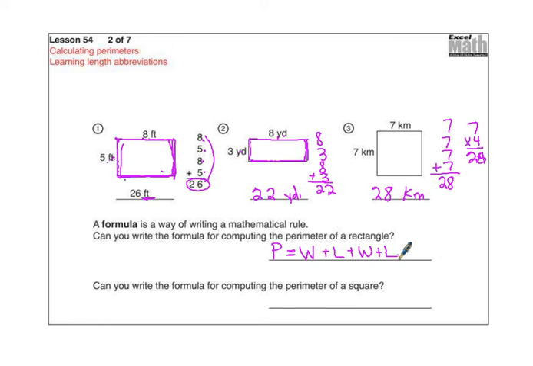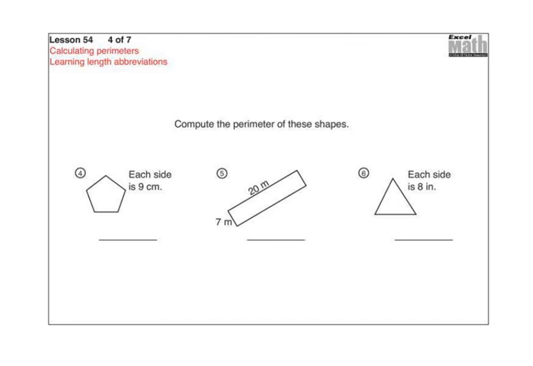Can you write the formula for computing the perimeter of a square? Well, for this one, you can take one side and simply multiply it times 4. So the perimeter, I'm going to draw a little picture of a square, is equal to one side times 4, right? Take a side, multiply it by 4. That gives you the perimeter of a square. Those are called formulas. Compute the perimeter of these shapes.